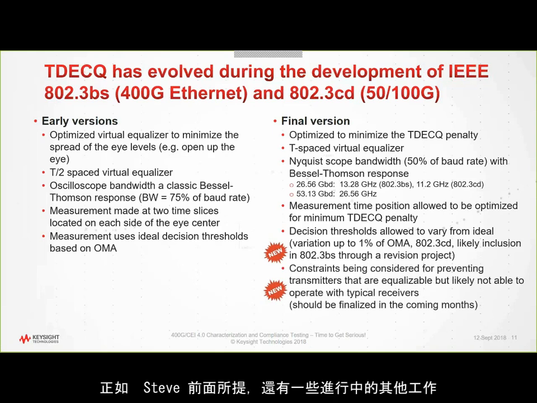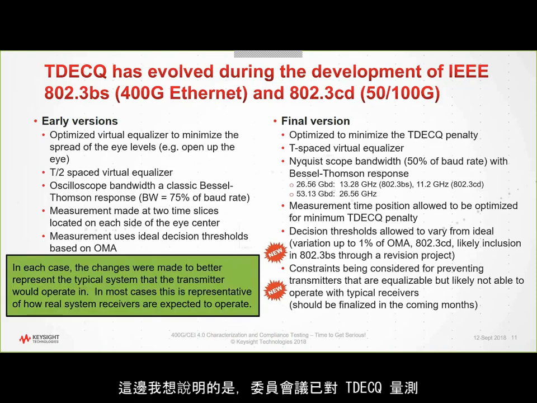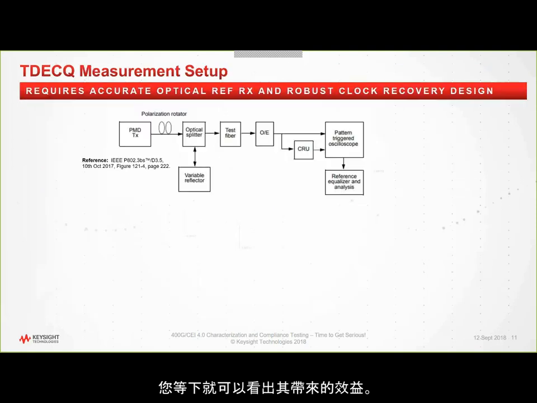And then, as Steve mentioned, there's also additional work taking place that would have some additional changes to the TDECQ algorithm in 802.3cd as well. Those should be finalized, if not at the next meeting, then the one after that. The one thing I wanted to point out is that there's been a lot of work going on within the committee meetings to optimize the TDECQ measurement. Where it's ended up is that the TDECQ measurement is now much more representative of what's going on inside a real system or a real receiver, and you'll see in a moment that it's paid dividends.